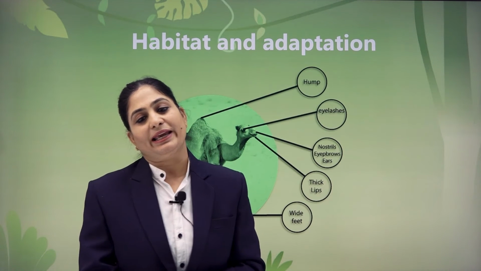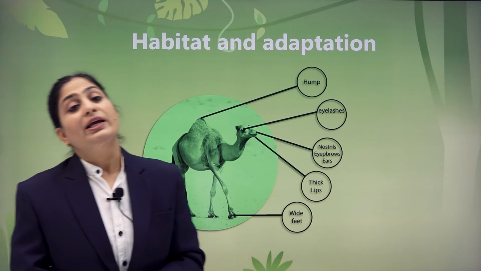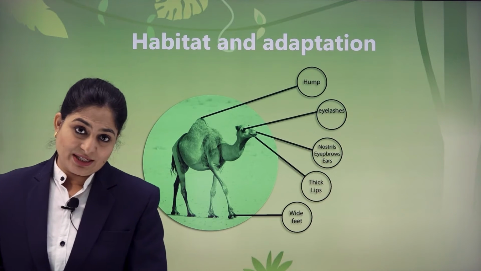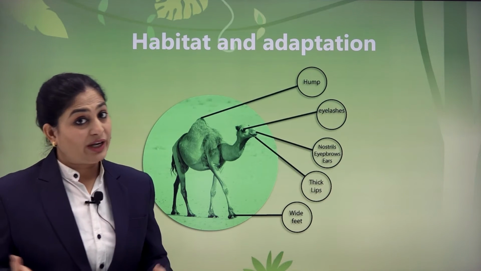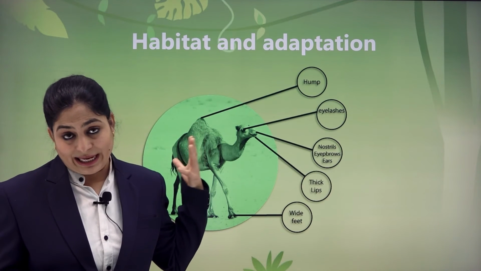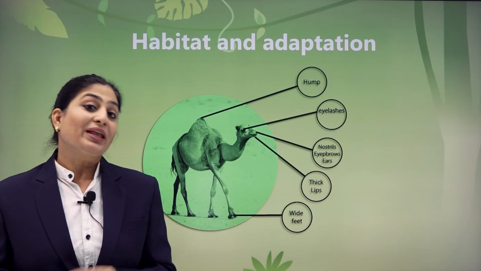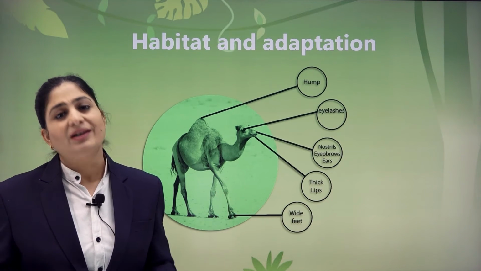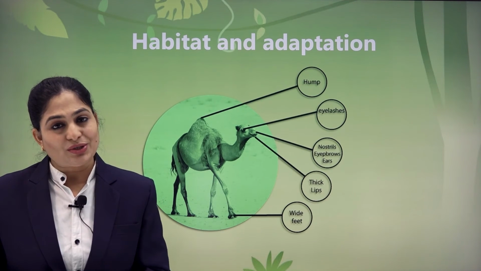First we'll discuss the adaptation in camel. Here you can see the picture of a camel, and we all know that it is a desert animal. We call it the ship of the desert also, and there are a number of adaptations that we generally observe in camels so that they can survive very well in that desert environment, in that sandy soil, in that dry environment where no rainfall is there, where lack of water is there.